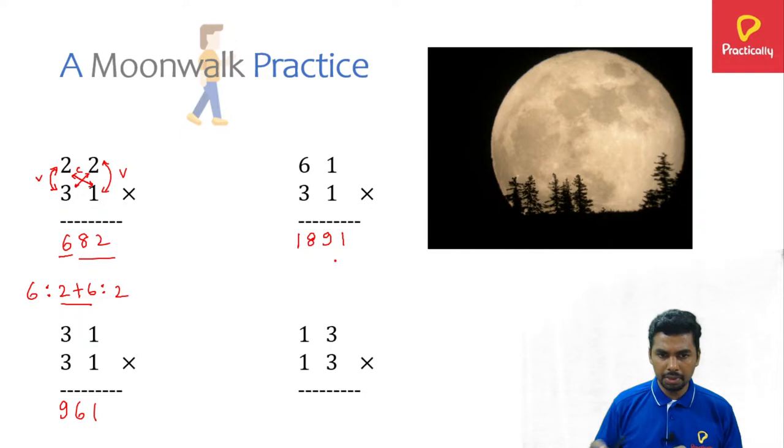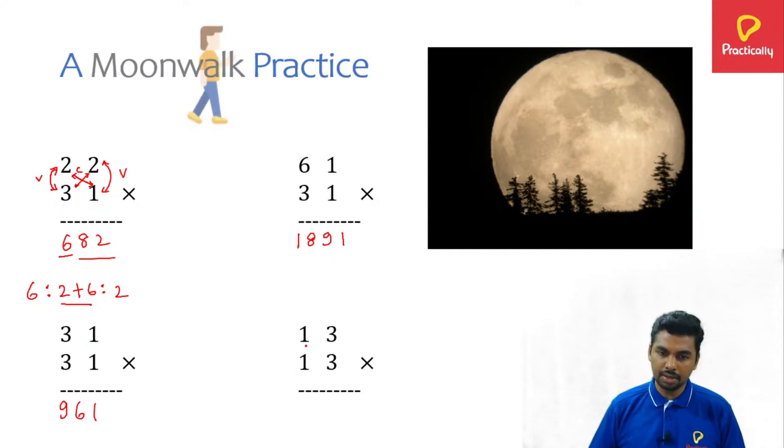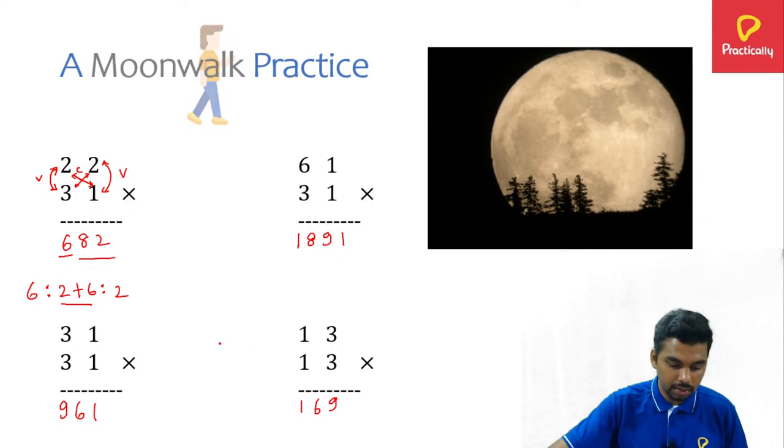Now, the last one is a little bit easier. 13 multiplied by 13. Everybody knows if you have learned the multiplication table up to 20 or so. All right. So, I think it's easier. So, apply VCV here. So, VCV is 1 multiplied by 1, which is 1. Then 1 multiplied by 3, 3 plus 1 multiplied by 3, which is 6. 3 multiplied by 3 is the last vertical. So the answer is 169.